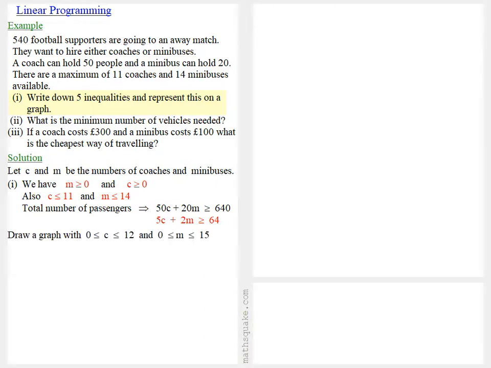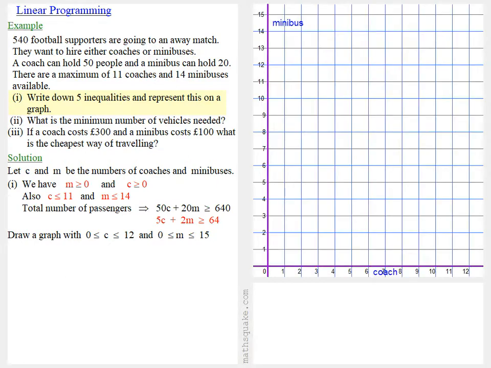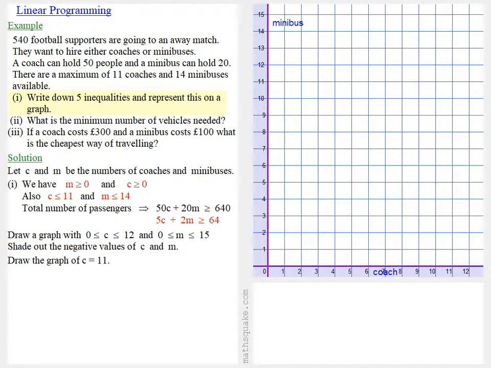Now we need a graph grid where C lies between 0 and 12 and M lies between 0 and 15. The first thing we do is shade out the negative values of C and M. This is because we have C is greater or equal to 0 and M is greater or equal to 0. Now we want to draw the graph of C is less than or equal to 11. To do this, we draw the graph of C equals 11. This is a vertical line crossing the C axis or the x-axis at 11, and we have to shade out the region where C is above 11, that is, to the right of the line.